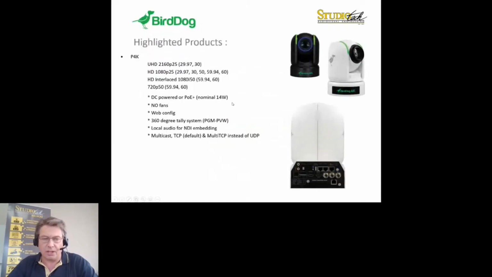The camera that I discussed already was the P4K. Here you can see the resolution that it's supported. It's a full Ultra HD camera, which is one of the first on the market that has an NDI interface.